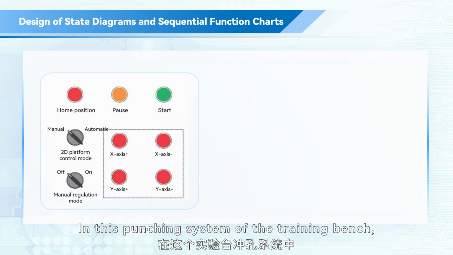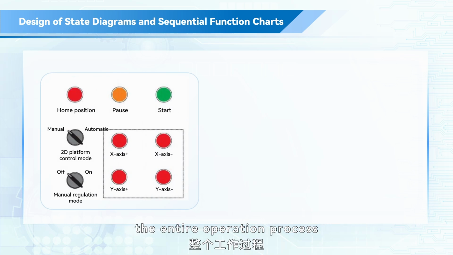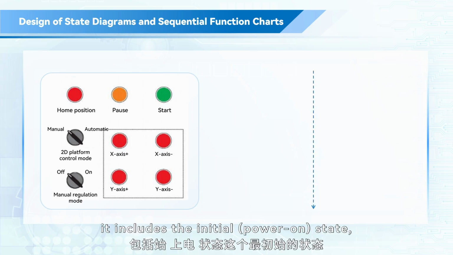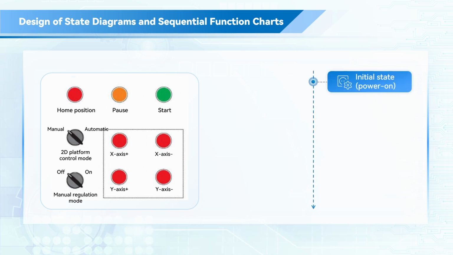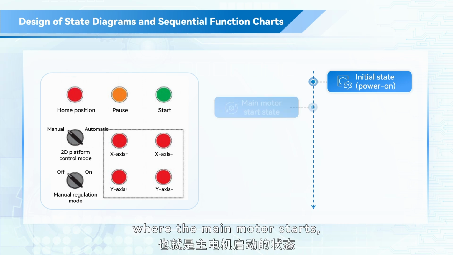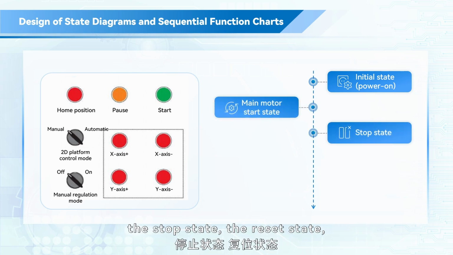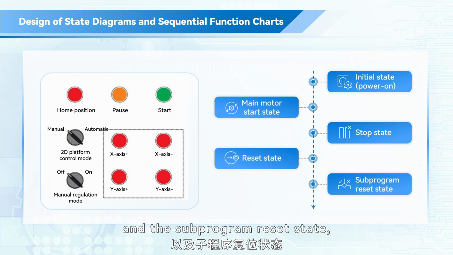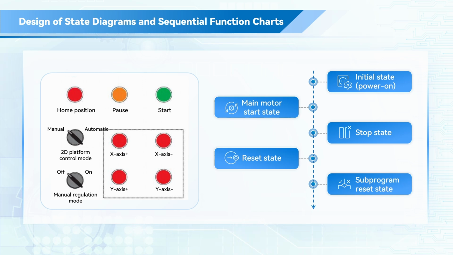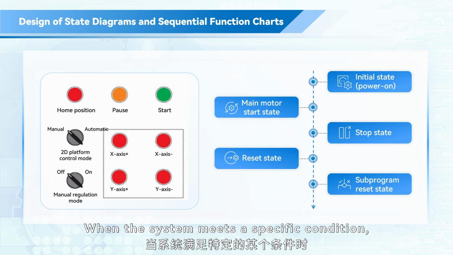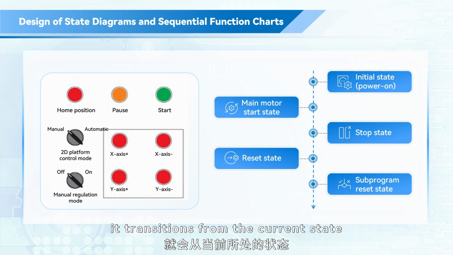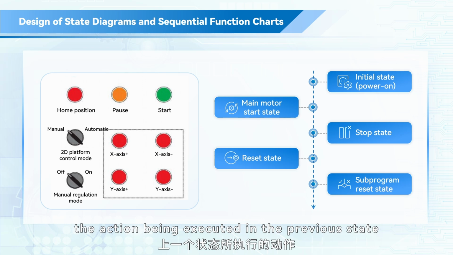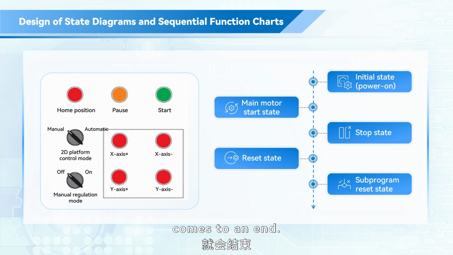In this punching system of the training bench, the entire operation process is divided into several states. Specifically, it includes the initial power-on state, followed in sequence by the run state where the main motor starts, the stop state, the reset state, the pause state, and the subprogram reset state, totaling 5 states. When the system meets a specific condition, it transitions from the current state to the corresponding next state. At the same time, the action being executed in the previous state comes to an end.